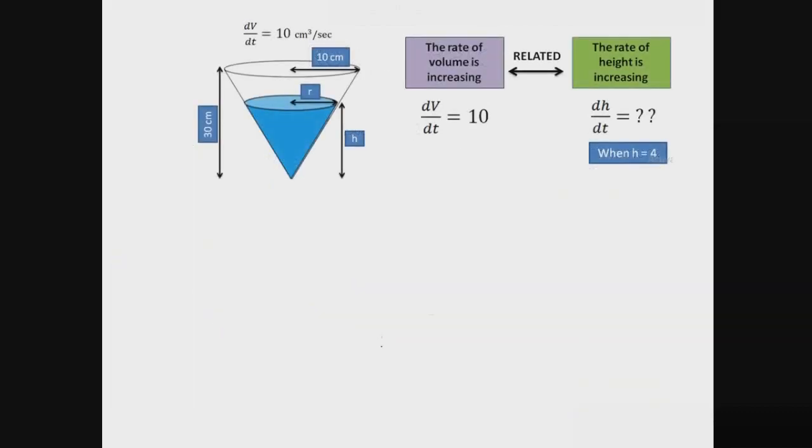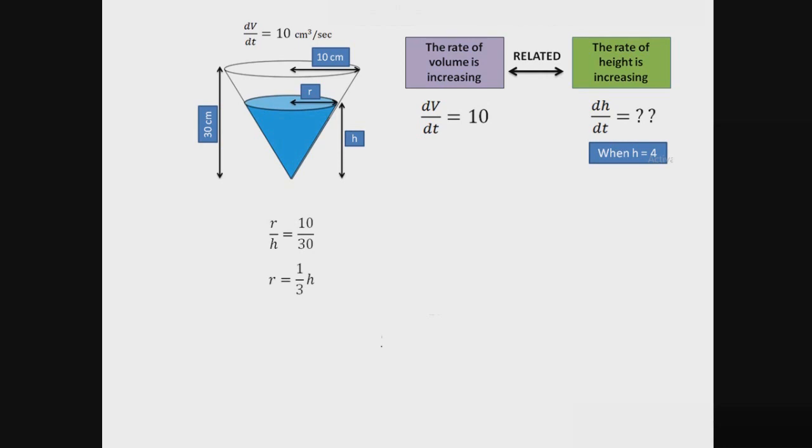By looking at the figure, we can see that the water fills the inside of the container, and the water now has a similar shape to the container. To find r and h, we can use the ratio. We put the ratio as r over h is equal to 10 as the radius and 30 as the height. Then we get the radius is equal to 1 over 3 h.